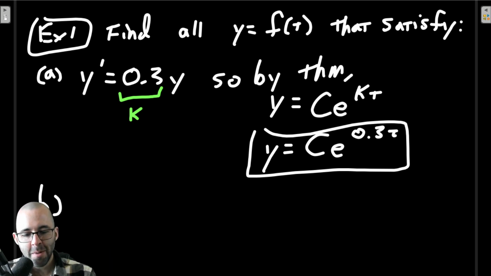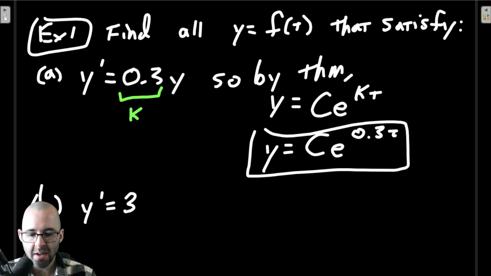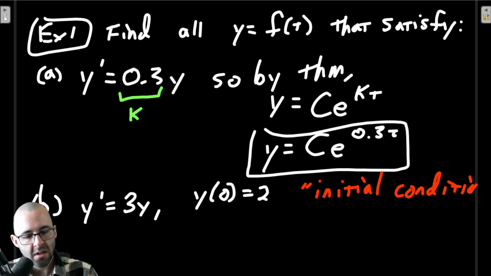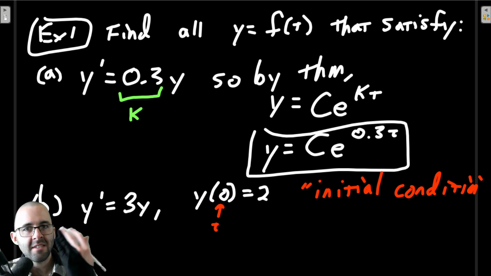Okay. Do part B. Find all y that satisfy this. y prime equals 3 times y, and y of 0 equals 2. This is what's known as an initial condition. It's an initial condition because look at what happens. Oh man, I ran out of space again. This tells you the value of y when t equals 0. When t equals 0, that's at the start. Initial condition. No time has passed.